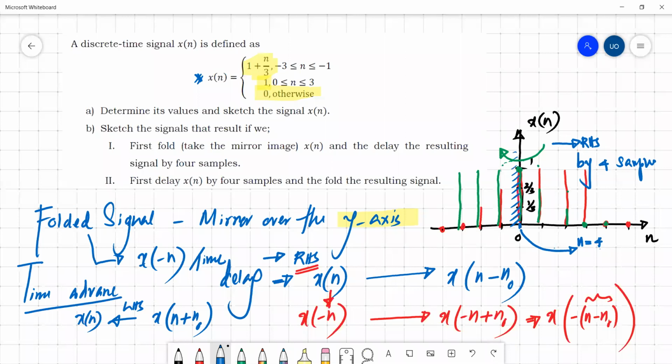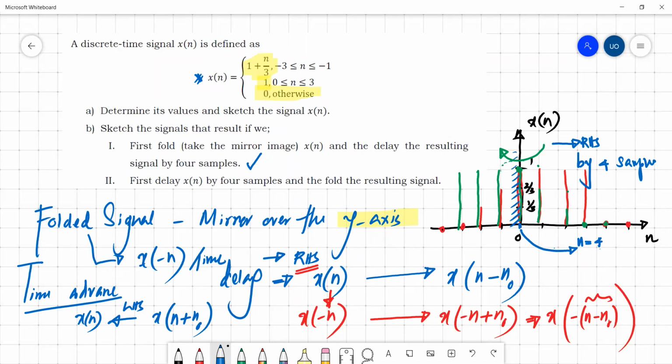If you want to have a time advance signal, you have to simply shift this entire sequence to the left hand side by the amount that's specified here. So I believe we can do this one. So this is like simply pushing this entire sequence to the right hand side by 4 units.